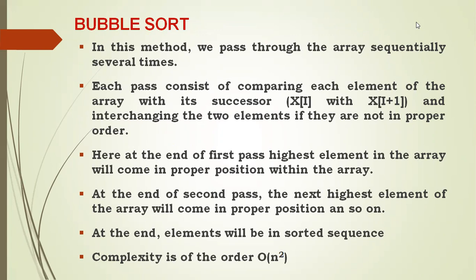In the first step, the highest element in the entire array goes to the last place. In the second step, the next highest element will come before its position, and so on. When you finish all the passes, your entire array will be in sorted sequence. So the complexity of the bubble sort technique is order of n square. In general, if 10 numbers are given, then it may take 100 comparisons. If 100 numbers are given, it may take a maximum of 10,000 comparisons.